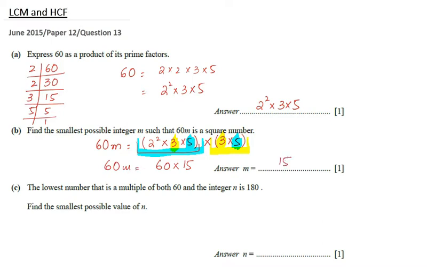Now the last part of this question is the lowest common multiple. The lowest common number that is a multiple of both 60 and the integer n is 180. Find the smallest possible value of n. As we already have the factors of 60, first we will find the factors of 180. Start with 2: 2 9 times 18 0, 2 4 times 8, 2 5 times 10, 2 2 times 4.